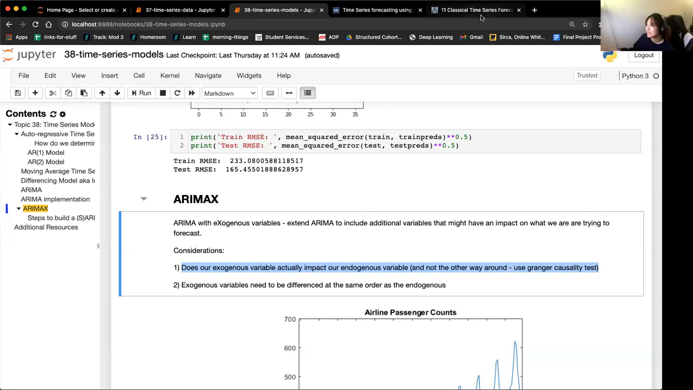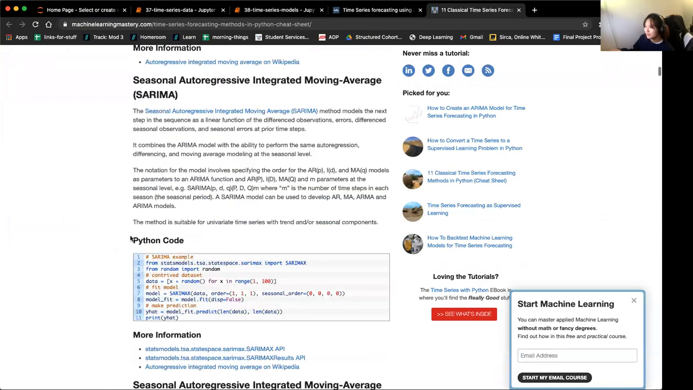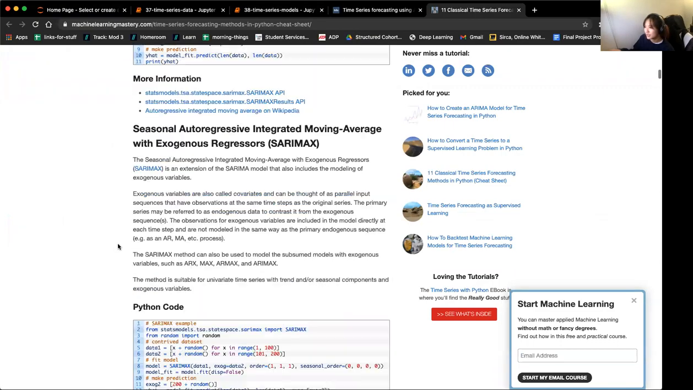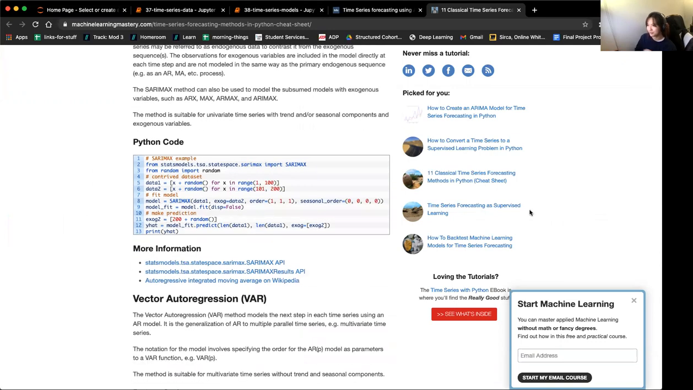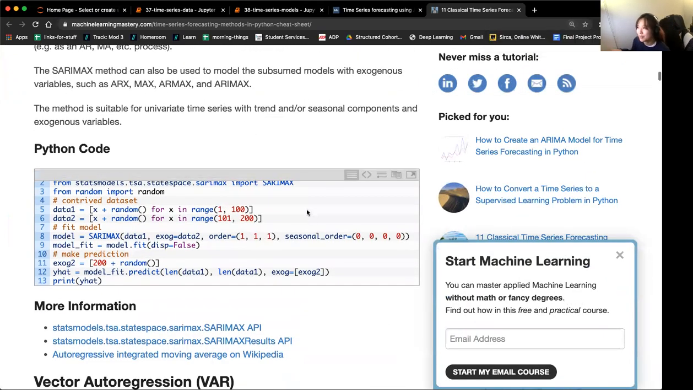Let me see if there's an example in this one. I'm actually not sure if they have one. SARIMAX here. So you can see that here, this is just a random data set. Let me zoom in, sorry. This is just an example of using SARIMAX. We haven't talked about the S part, but we will in a little bit. It's actually pretty straightforward as well.